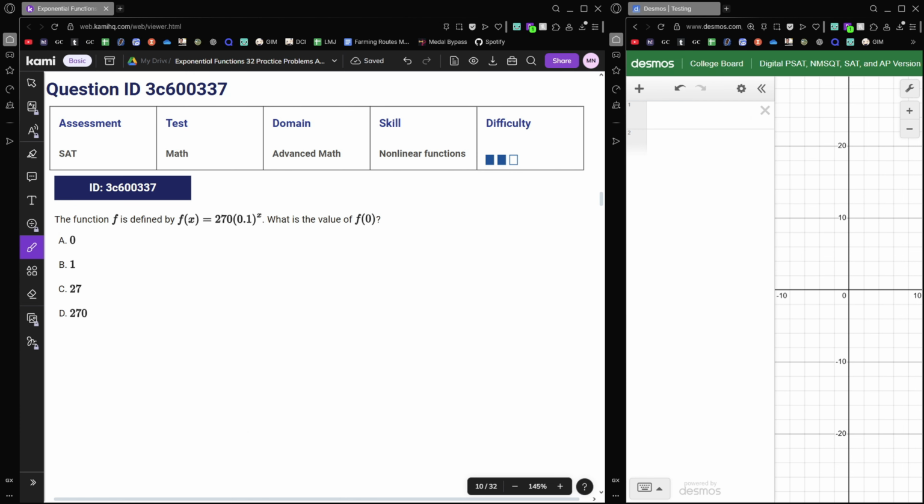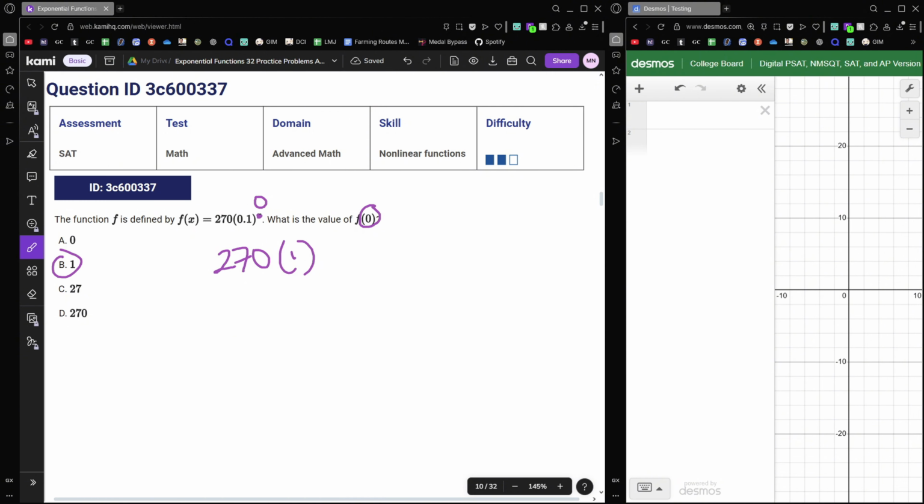Question number 10. The function f is defined by that. What is the value of f of 0? Now you should note that 0 in our function would take the place of x, so it would look like this. Now there's like 3 different ways you could solve this. The first way is that you should know anything raised to the power of 0 is just equal to 1. So if you did 270 times 1, you would get 270, and the answer would be B.